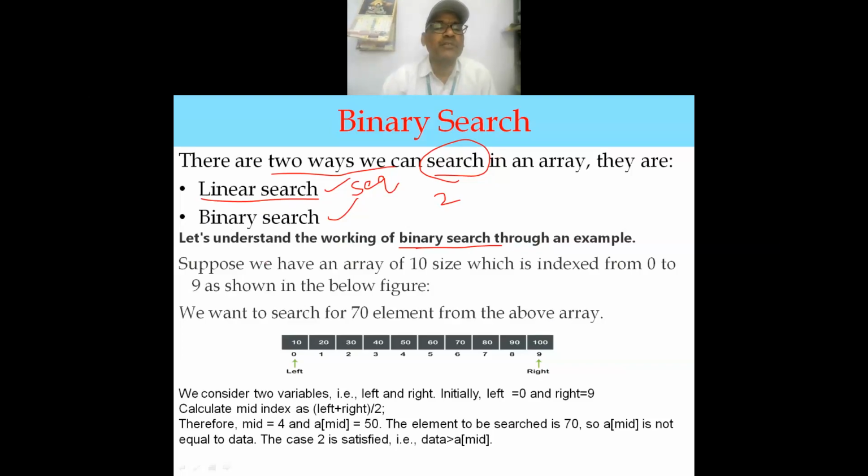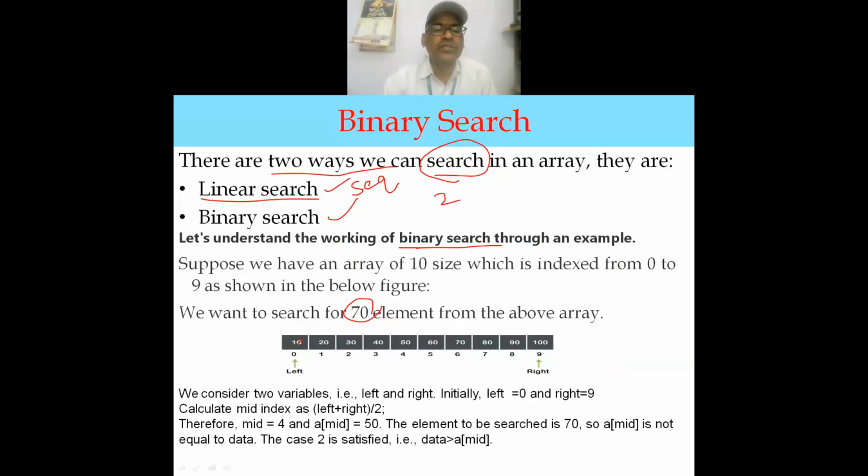Now suppose we have an array of 10 elements, indexed from location 0 to 9. The elements are 10, 20, 30, 40, 50 and so on. We want to search for the element 70, whether this element 70 is there in the array or not.